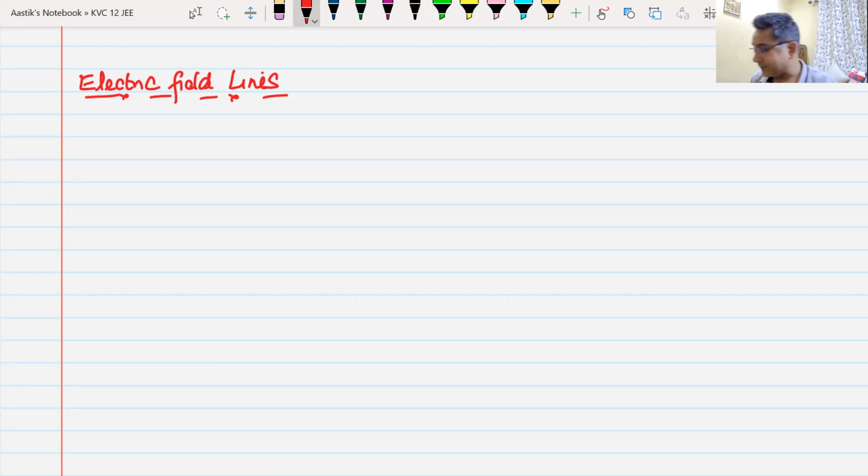Imaginary lines which are tangents to electric field. Okay, so basically, when we have to imagine this electric field, field lines help us in imagining those electric field, and we draw them to understand how this electric field is acting at different points.